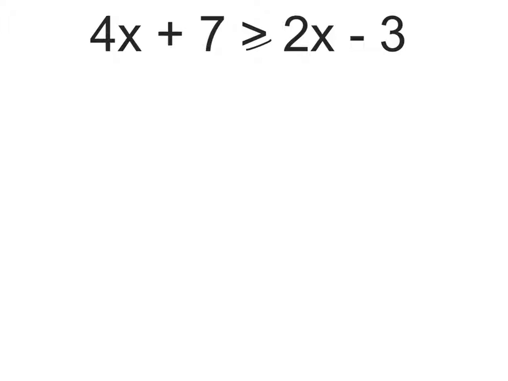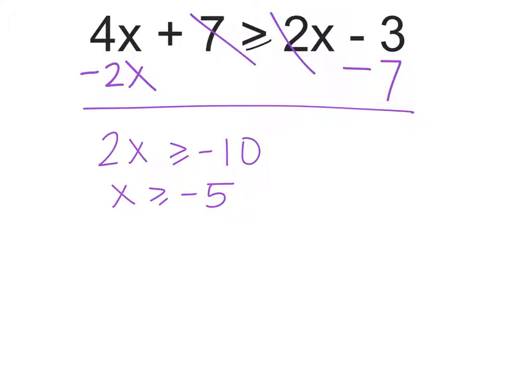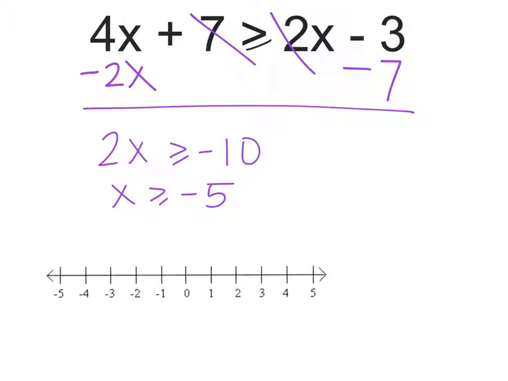So I'm going to solve for x. I'm going to treat this just like I would an equation. I'm going to move my 2x over and my 7 over here. And what I solve for is x is greater than or equal to negative 5. And when I graph that, I'm going to put a closed circle on negative 5, and I would shade to the right, including shading that arrow because it goes on to positive infinity.